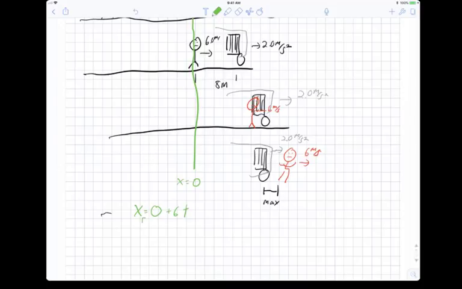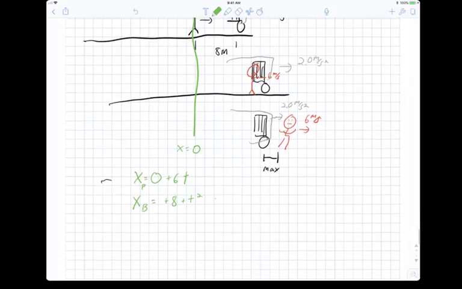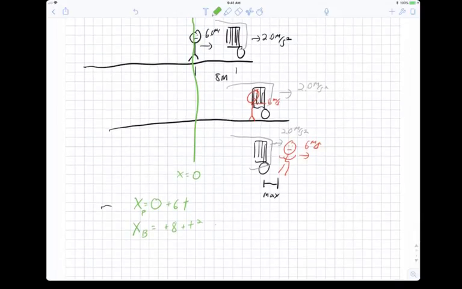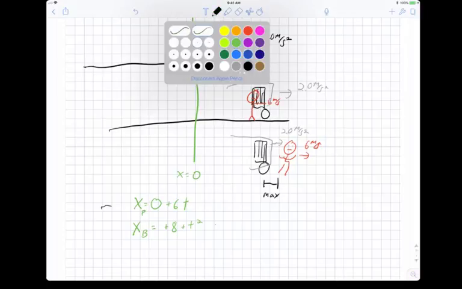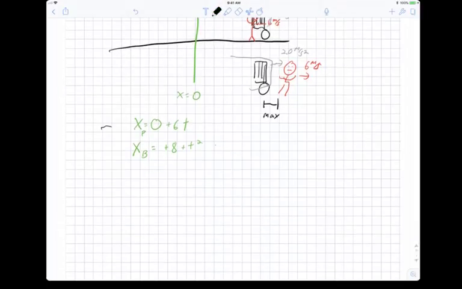Physics teacher. The bus's equation of motion, it starts at +8 and has 0 initial velocity, and is accelerating at 2 meters per second squared. Let me simplify this equation a little bit. Okay, so this is pretty fun. You know what? I'm going to graph these two.